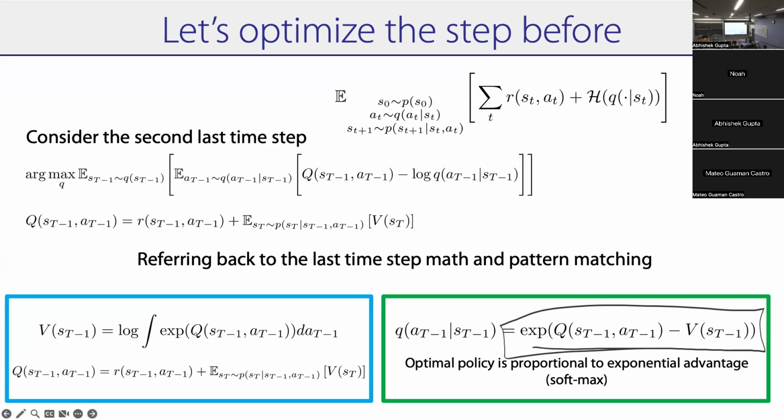It looks a bit like our Bellman equations, in the sense that at our second last time step, we're just going to do dynamic programming. We're going to say that Q is equal to R plus future V. We're going to say V is equal to the softmax over Q. And then the policy is equal to exp(Q minus V), the exponential impact.